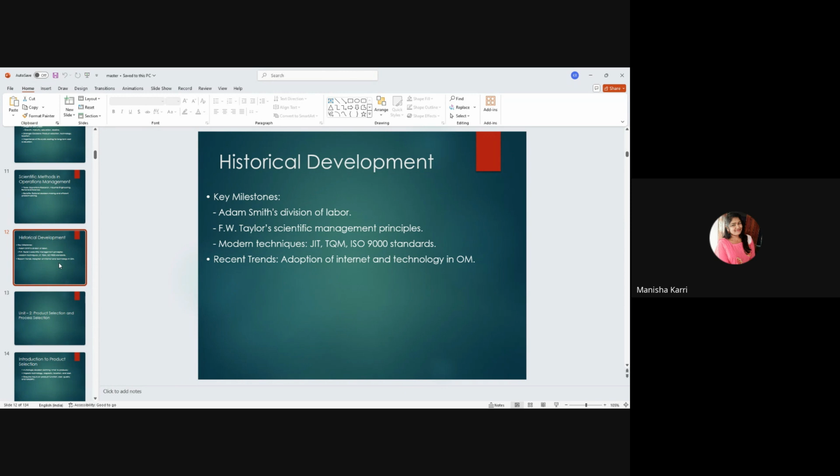And why do these matter? For better efficiency, higher quality, and adapting to different types of changes. Generally, operations management has grown from simple ideas like dividing tasks, like Adam Smith's theory, to using advanced technology today. Each step made work smoother, products better, and companies more competitive.